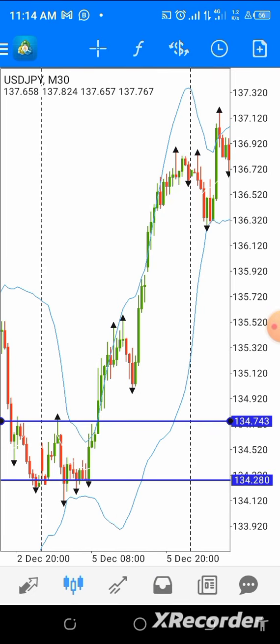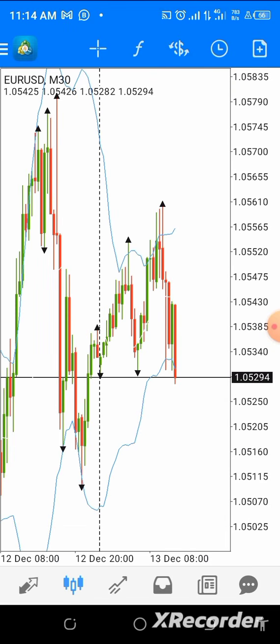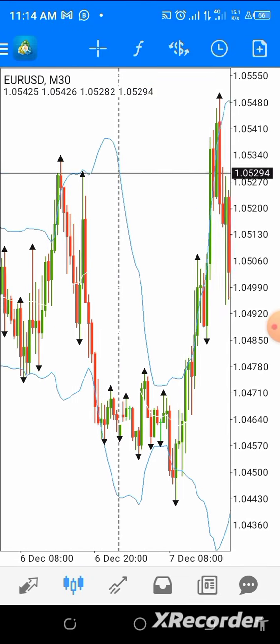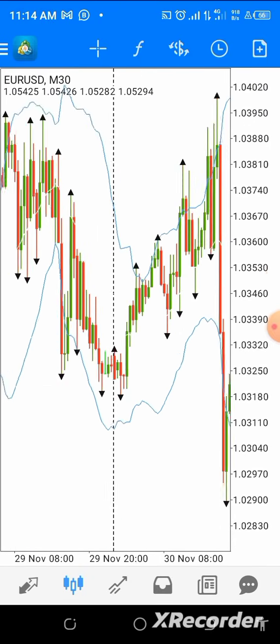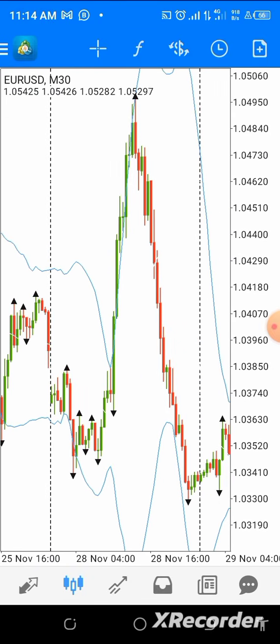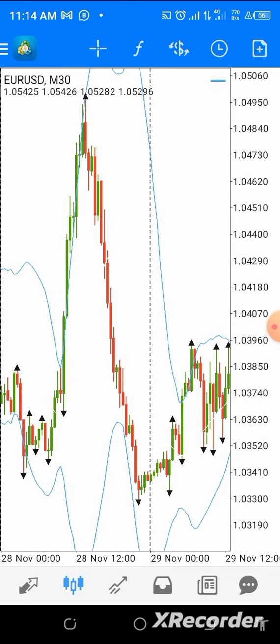Let me show you one more asset before I leave this page, and this is the Euro US dollar. Let me show you a very good strategy. This strategy works perfectly except you did not get how to use it. Look at it here. It's a very good breakout strategy.